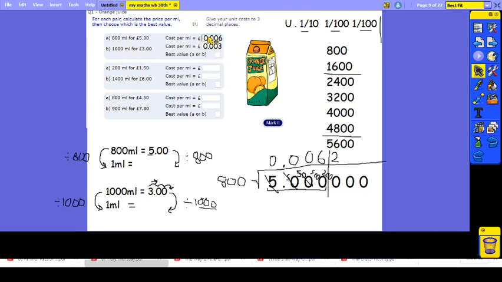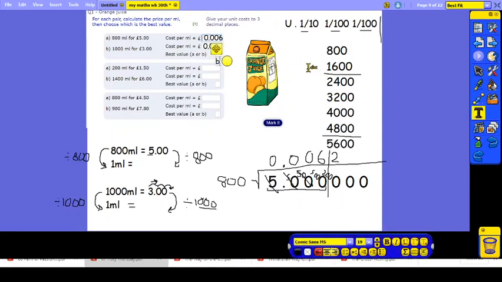So then we have 0.003 as the value it would be for 1 millilitre at this cost. So now I've got to decide which is the best buy, so which is the best value for me. Well, for this cost here, it's only going to cost me 0.003 pounds, sorry, for this price, whereas this one's going to cost me 0.006 pounds. So I can see that this is going to be cheaper for 1 millilitre. So my best buy value is going to be here, B.